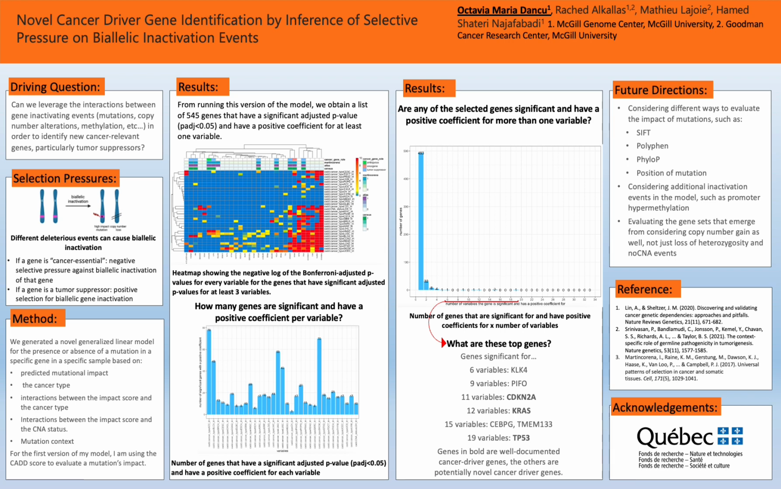In terms of my future directions, I want to consider different ways to evaluate the impact of mutations, looking at different mutational impact metrics like SIFT, PolyPhen, PhyloP, and looking at the position of the mutations. And I also want to consider additional inactivating events in the model, such as promoter hypermethylation. In addition, I want to evaluate the gene sets that emerge from considering copy number gain as well, not just the loss of heterozygosity or LOH.